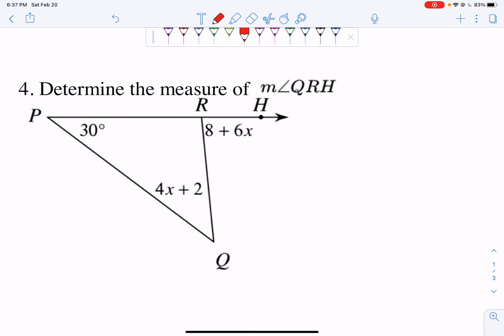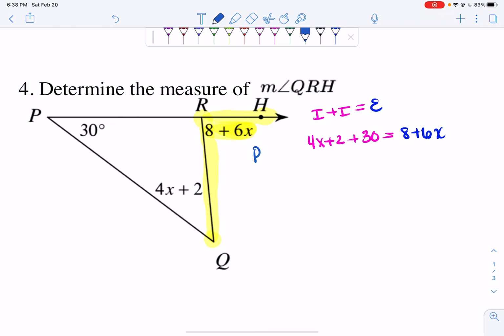Number 4, determine the measure of angle QRH. So if I look, I want to find the measure of QRH. So I want to find the value of 8 plus 6x. We approach it the exact same way as the others. Interior plus interior equals your exterior. So my interior angles are 4x plus 2 and 30. So I have 4x plus 2 plus 30 equals my exterior angle of 8 plus 6x.